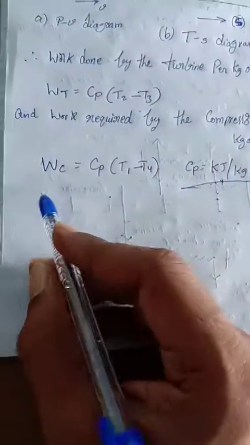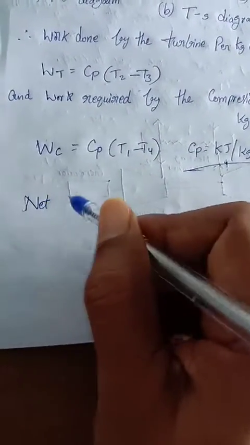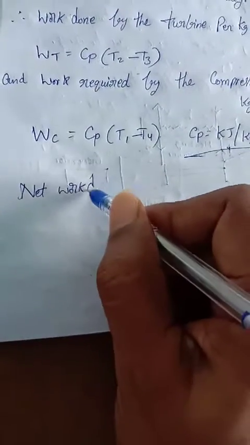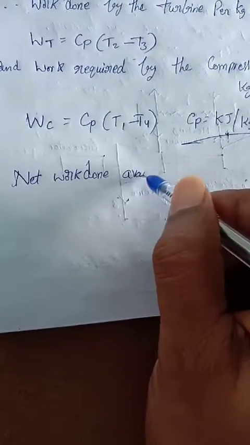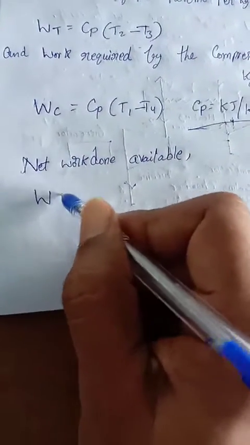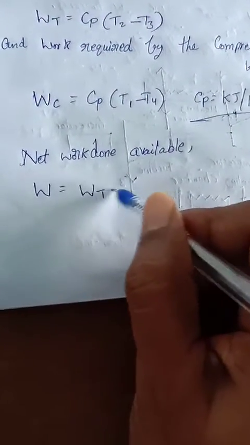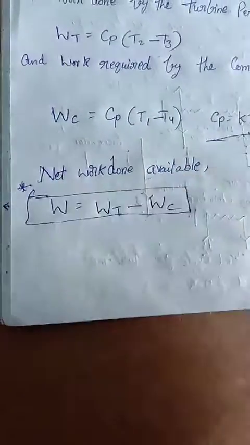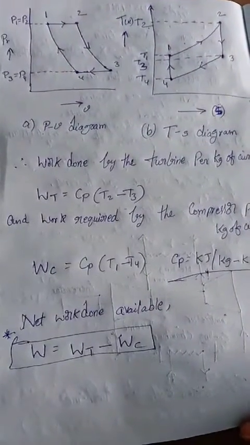And now we are going to see net work done. So net work done available, W is equal to Wt minus Wc. In the first chapter we will discuss this formula. Okay, and this is fixed. Okay, now this is the closed cycle performance, and now we are going to see one problem about this.